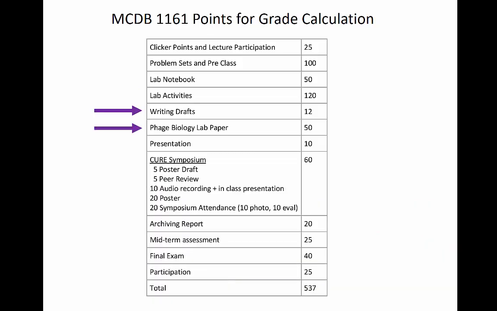One of the projects in this class is writing a scientific paper. We will discuss in detail the format for this paper and give you opportunities to turn in drafts of the paper for feedback before you turn in your final paper. Together, the drafts and final paper are worth 62 points.